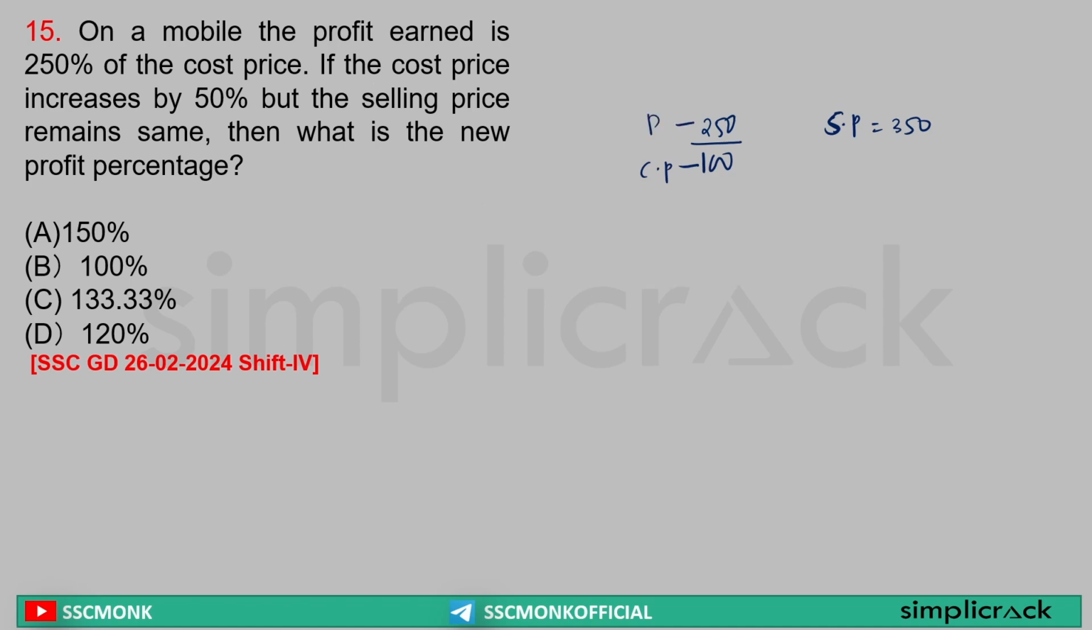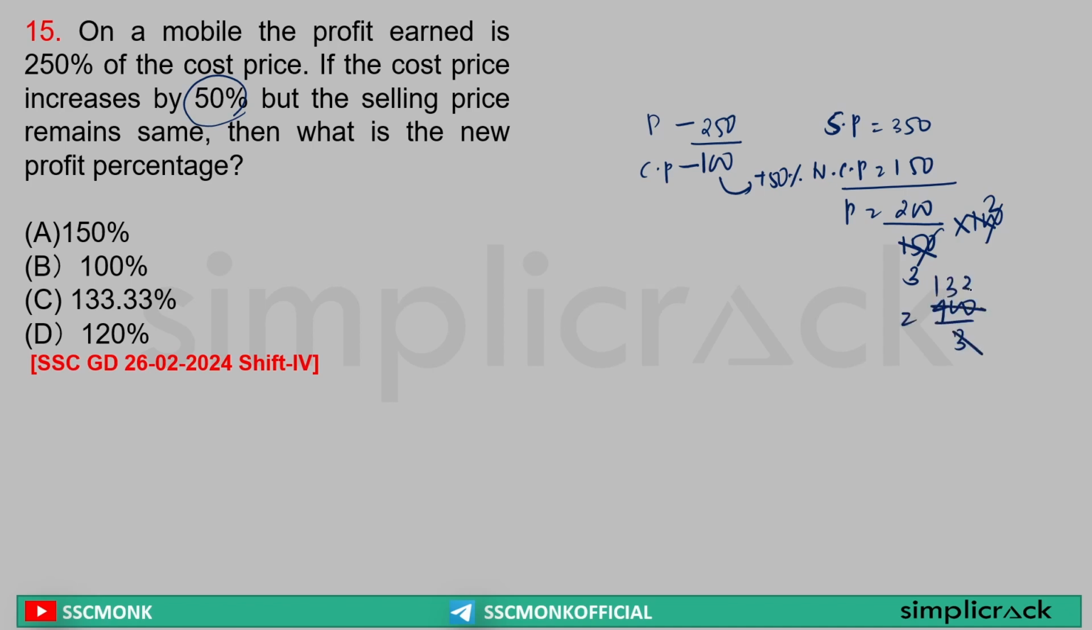Now it is saying if the cost price is increased by 50%, but the selling price remains same, what is the new profit percentage? Now cost price is increased by 50%. So new cost price is what? Sir, 150. So profit is equal to what? 350 minus 150 is equal to 200 upon the new cost price 150 into 100%. 0 0 crossed out. Sir, 15. 5 3s are 15. 5 2s are 10. 200 into 2 is equal to 400 by 3. Sir, 3 1s are 3. 3 3s are 9. 33.33%. That is option C. Easiest question.